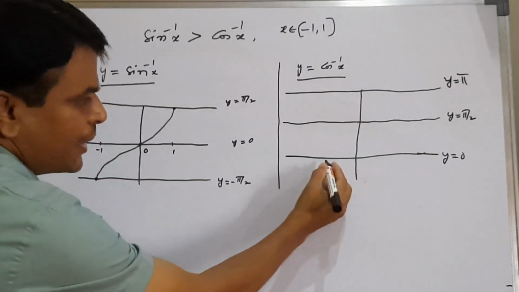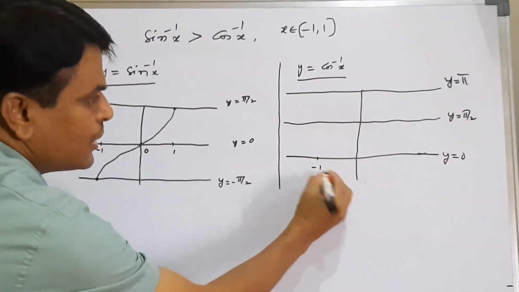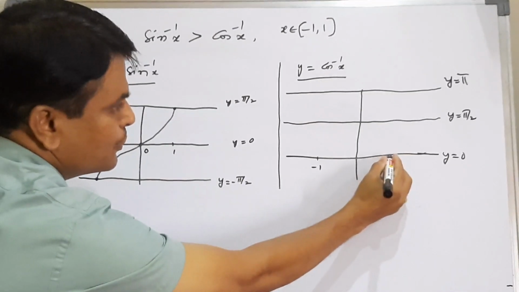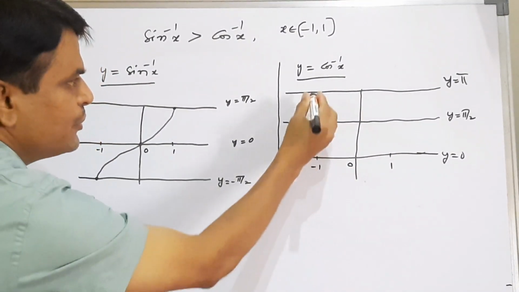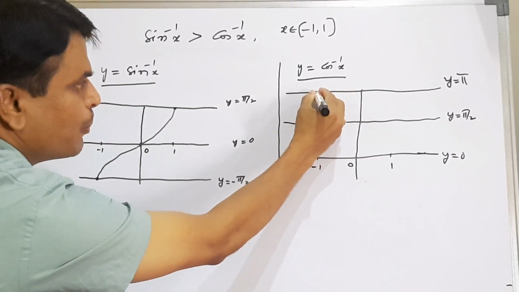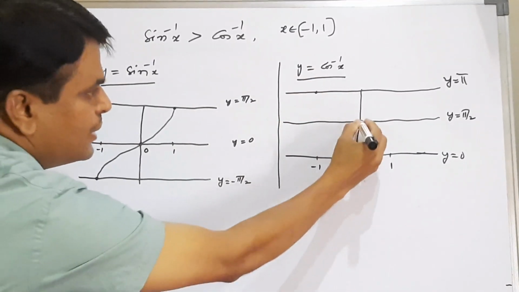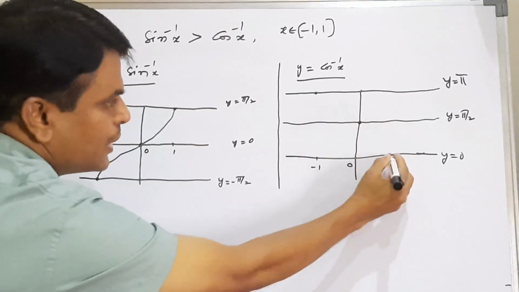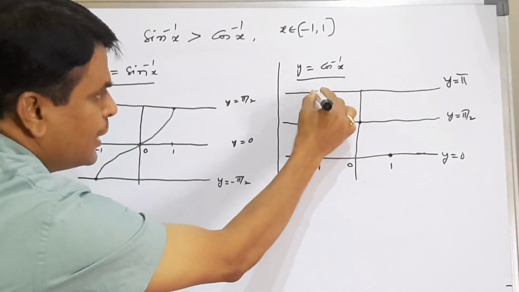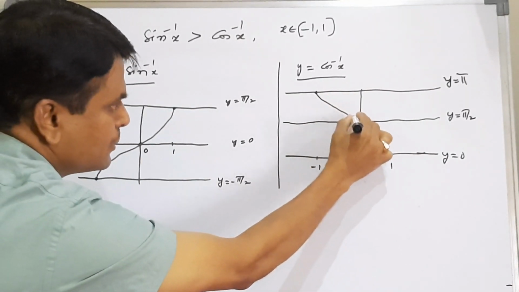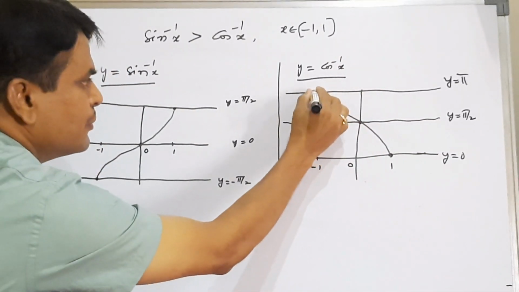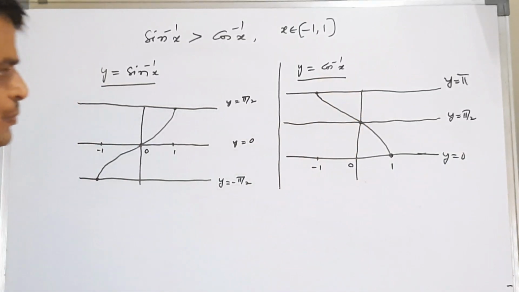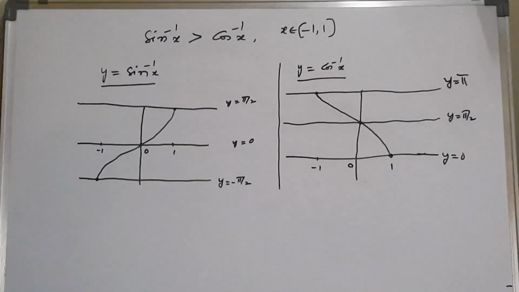Okay now? Again the domain is clearly the same, between minus 1 to 1. This is 0. So at minus 1 it is pi. At 0 it is pi by 2. At 1 it is 0. It is a decreasing function. So you are getting the graph of cos inverse x like this. It is curved.